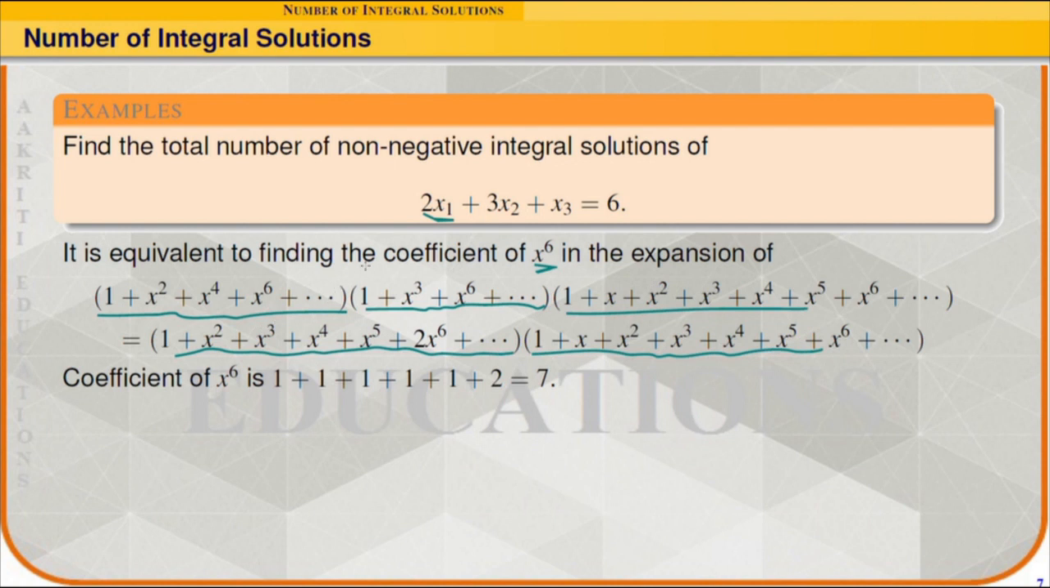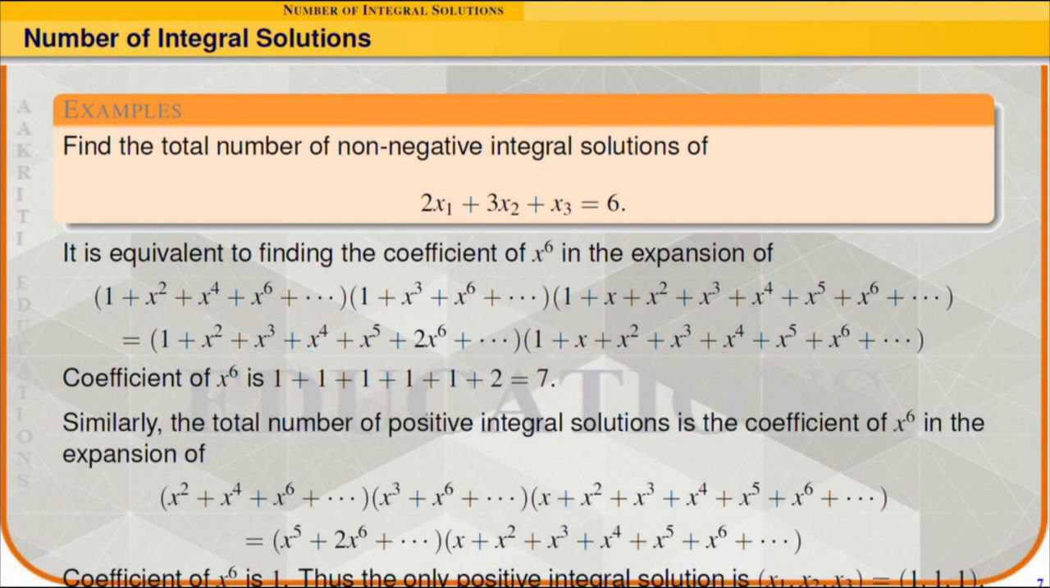Now we need to find the coefficient of x raised to the power 6. It will come out as 1 into x raised to the power 6, x square times x raised to the power 4, x cube times x cube, x raised to the power 4 times x square, x raised to the power 5 times x, and then 2x raised to the power 6 times 1. So overall the answer will be 7.